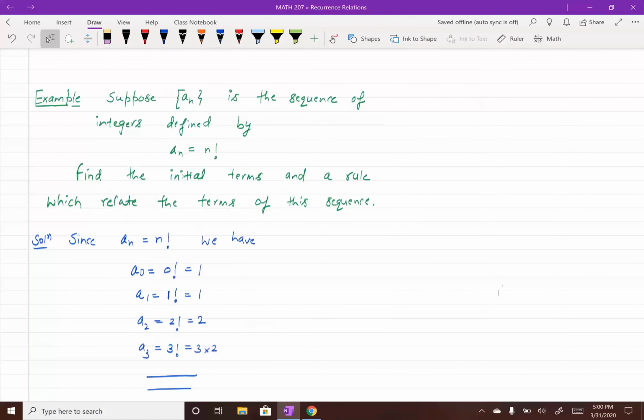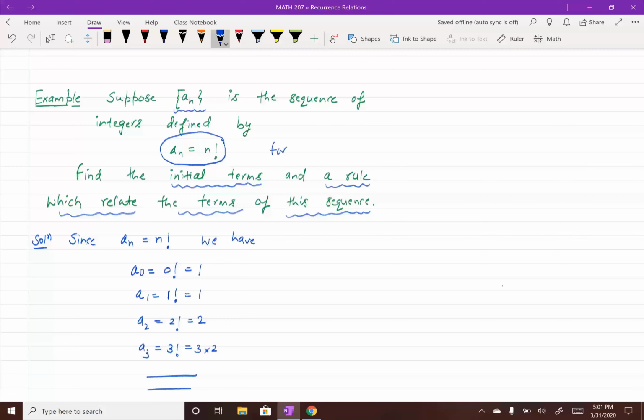Let's look at another example, and through this example we're going to learn how you can represent a sequence A of n by finding some initial terms and by finding a rule which is going to relate these terms of this sequence. Okay, so for example, we have a sequence which is defined in an explicit way based on the formula that A of n is going to be equal to n factorial, and this is true for n greater than or equal to 0.